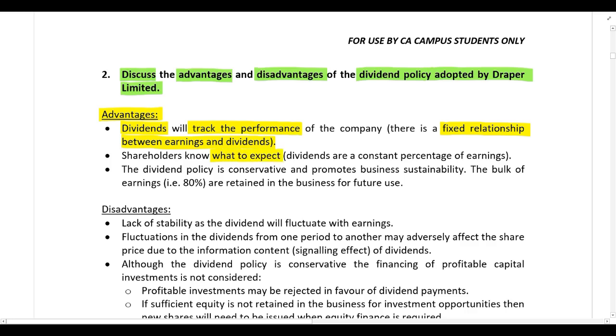The company won't have to justify why they are paying a certain dividend. The shareholders will know. Every year, 20% of earnings are paid out as a dividend. It is a constant percentage of earnings. Then a payout ratio of 20% is also very conservative and it promotes business sustainability. Only 20% of earnings are paid out, meaning that 80%, the bulk of earnings, are retained in the company for future use.